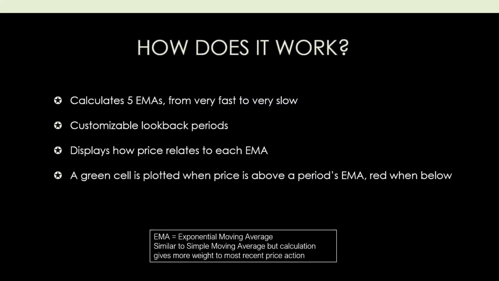And each square represents the current price's position relative to one of these 5 exponential moving averages. If the current price is above that EMA on that bar, say the very short-term exponential moving average, then the square for that period will be represented as green. And if it's below that EMA for the current bar, it'll be drawn red.